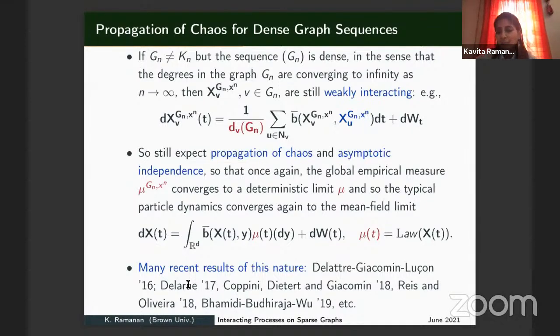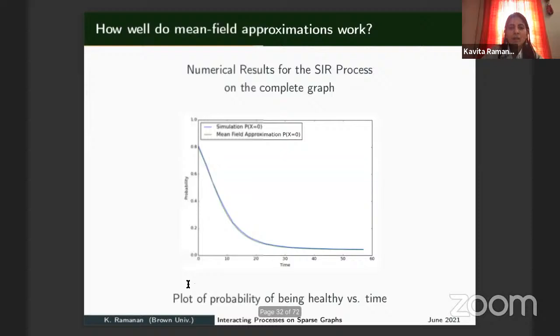So here's just some sampling of some of those papers, and I will put up references and everything in my notes at the end of the day. Okay. So, Kavita, yes, please.